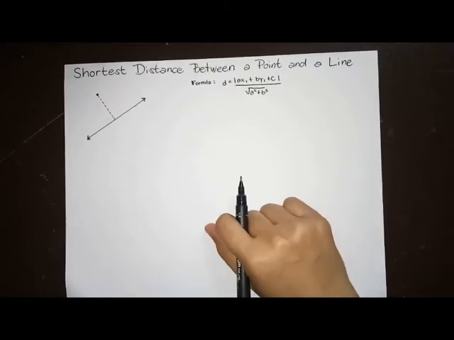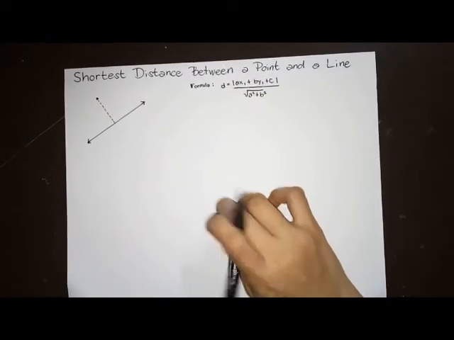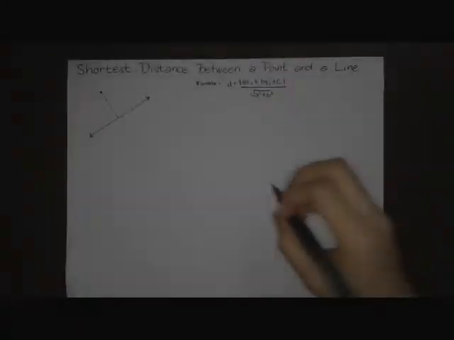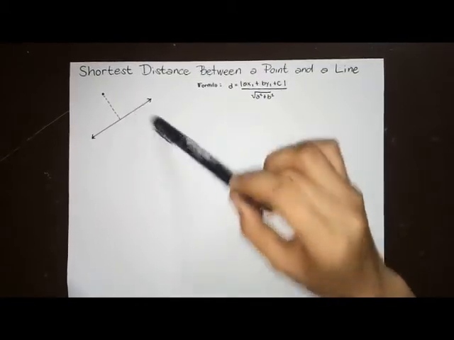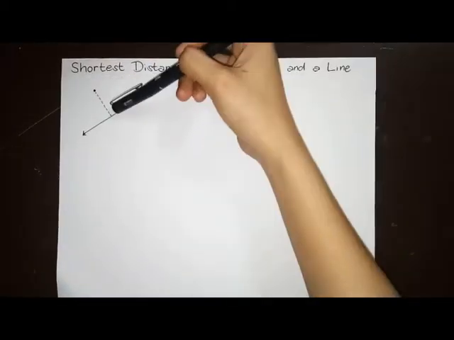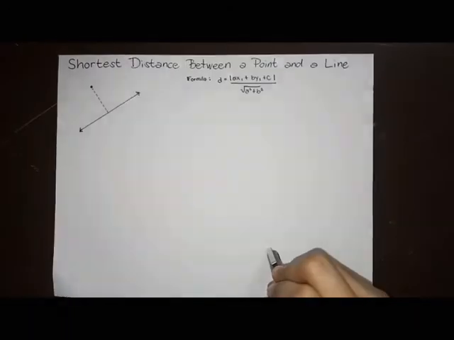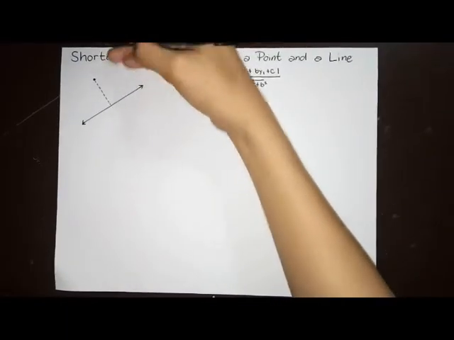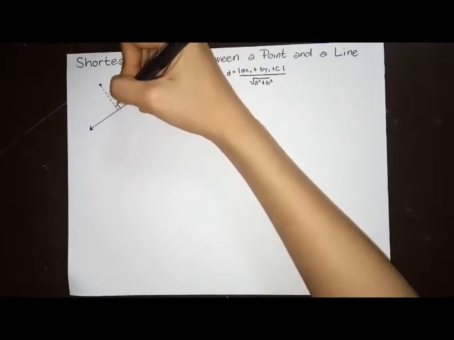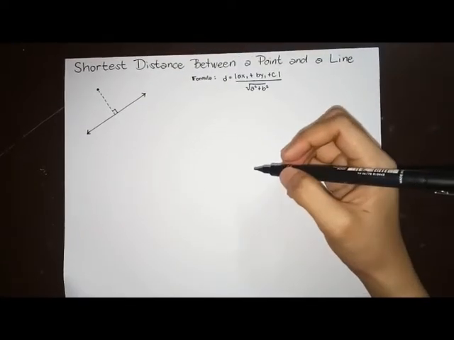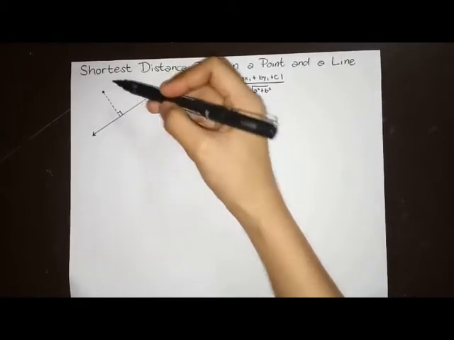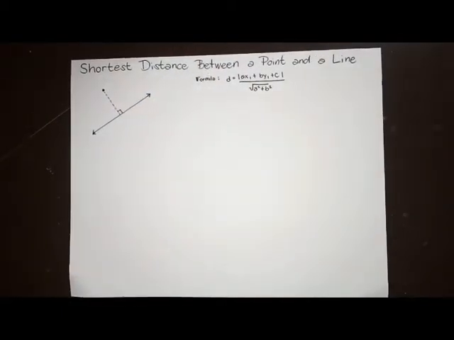So today we're going to find out the distance between a point A and a line. The only thing that you need to know is that you need to get the shortest distance between a point and a line. So the shortest distance between these two is a line segment perpendicular to the line itself. So anything that is not perpendicular will be slightly longer.